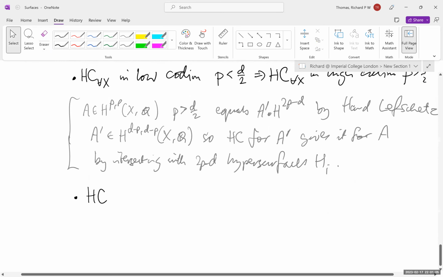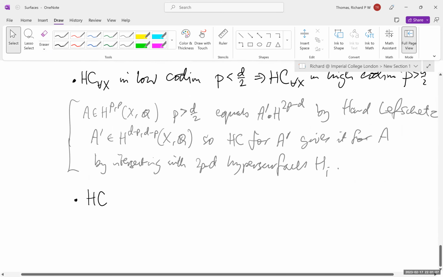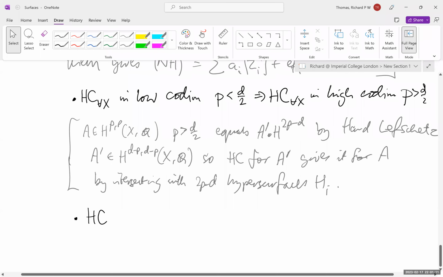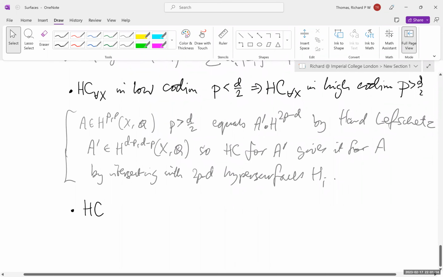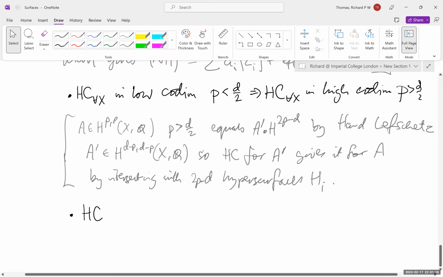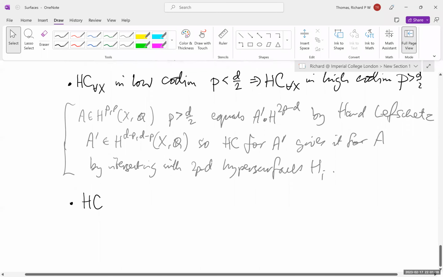Okay, and then the final reduction, which is a bit more tricky, is going the other way. I now only need to prove the Hodge conjecture for these big subvarieties. I only need to produce these big subvarieties.